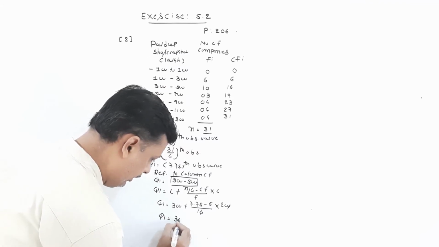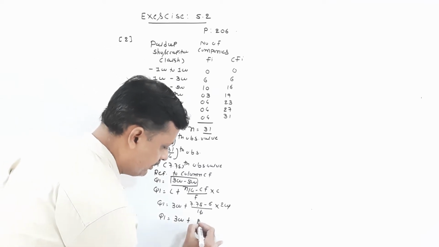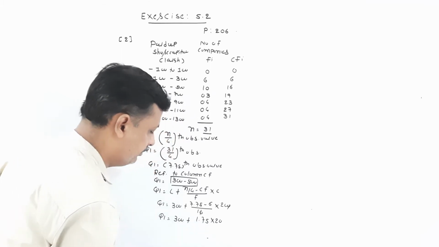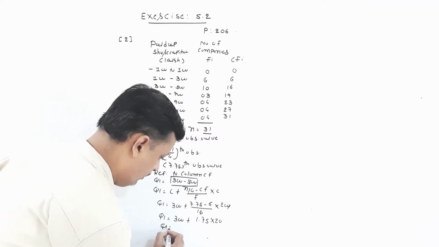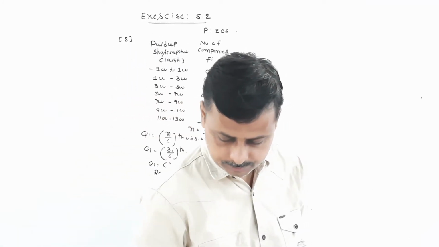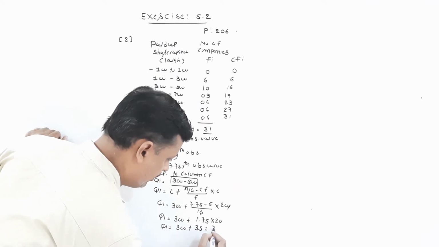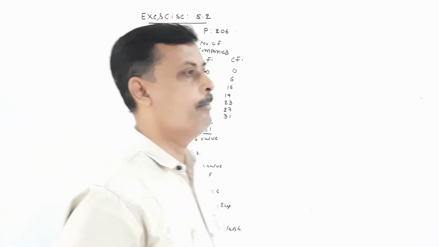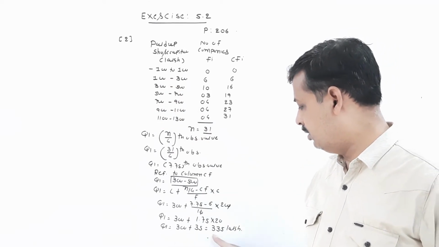So Q1 is 300 plus 7.75 minus 6, 1.75 into 20, that is 35, so 335 lakh, that is Q1. Here information is given in lakh, so Q1 is 335 lakh.